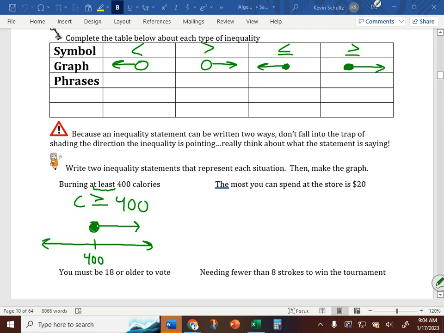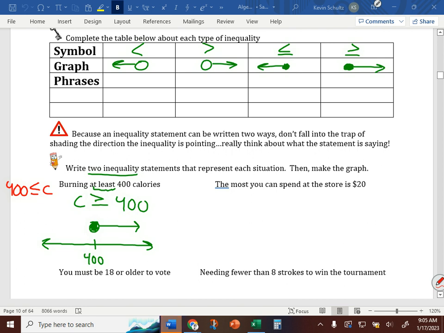Now it does say to write 2 inequality statements. We didn't. We wrote 1 inequality statement and the graph. There's a second way to write that I want to burn at least 400 calories. You need to know it exists. Caitlin? Would it be like 400 is less than or equal to C? Very good. Yeah. The other way to write this is 400 is less than or equal to C.